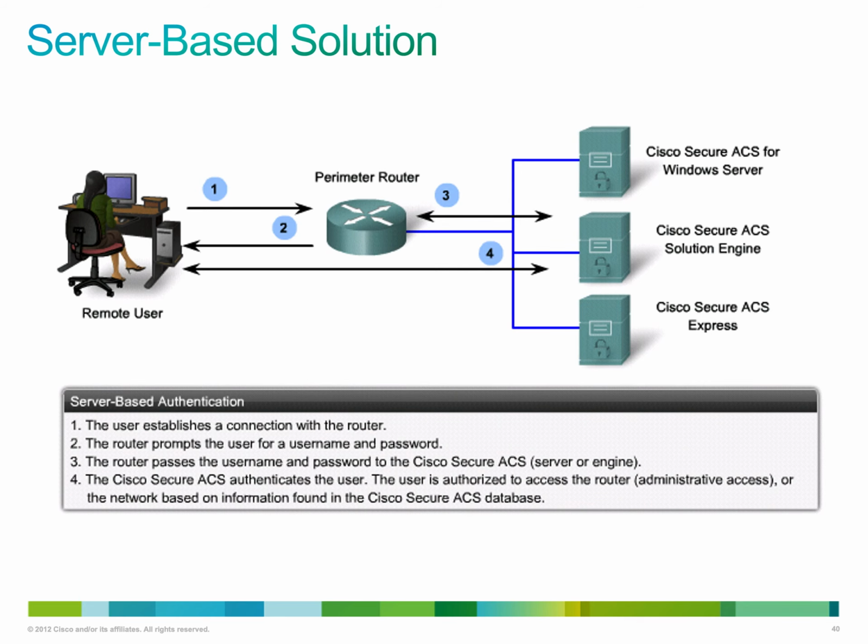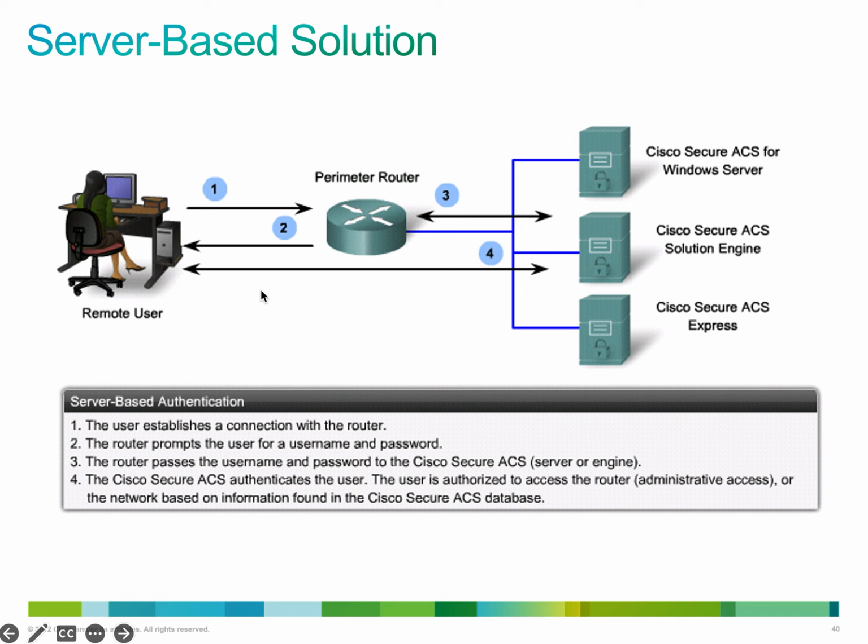Okay, now let's go to another section of this class, which is implementing server-based AAA authentication. To implement server-based AAA authentication, these are the things we should do. Server-based solution, first and foremost, look at this. These are all the servers. We have the Cisco Secure ACS for Windows server, the ACS Solution Engine, and the Cisco Secure ACS Express. This is the remote user or client.